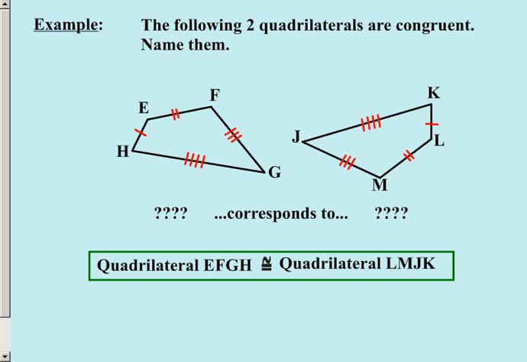Okay, so quadrilateral EFGH is congruent to quadrilateral LMJK, and once again, the way you name the first one is not important. You can name them in any order that you want, but once that order is established, you must follow the same order on the second polygon that you list.